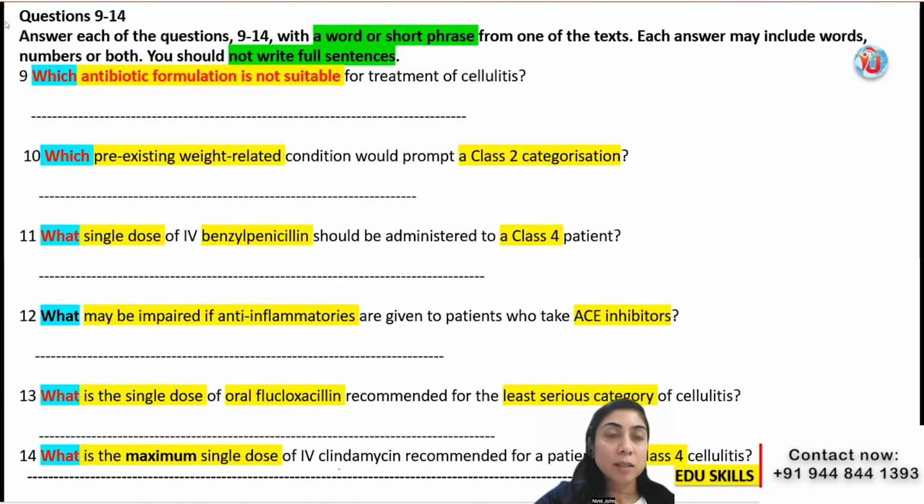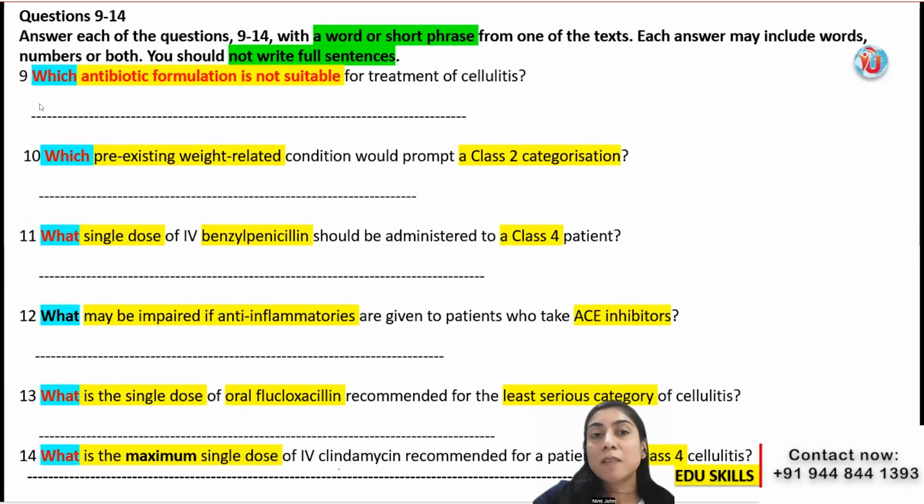Check the keyword, the 9th one. Antibiotic formulation is not suitable. So think about which text is saying about this one. And the 10th, pre-existing weight related. So when we mark the hedging words, we mark already this pre-existing weight related condition. And we know where is the class 2 categorism.